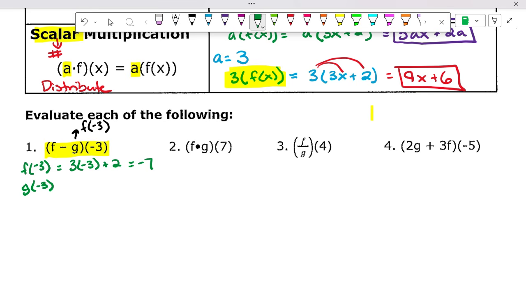Again, that's a calculator's job for you. g of -3, make sure you put the -3 in parentheses, especially if you're putting it in your calculator: -3 squared minus 2 times -3 plus 10. So -3 squared is 9. -2 times -3 is +6. 9 plus 6 is 15 plus 10, that's 25.